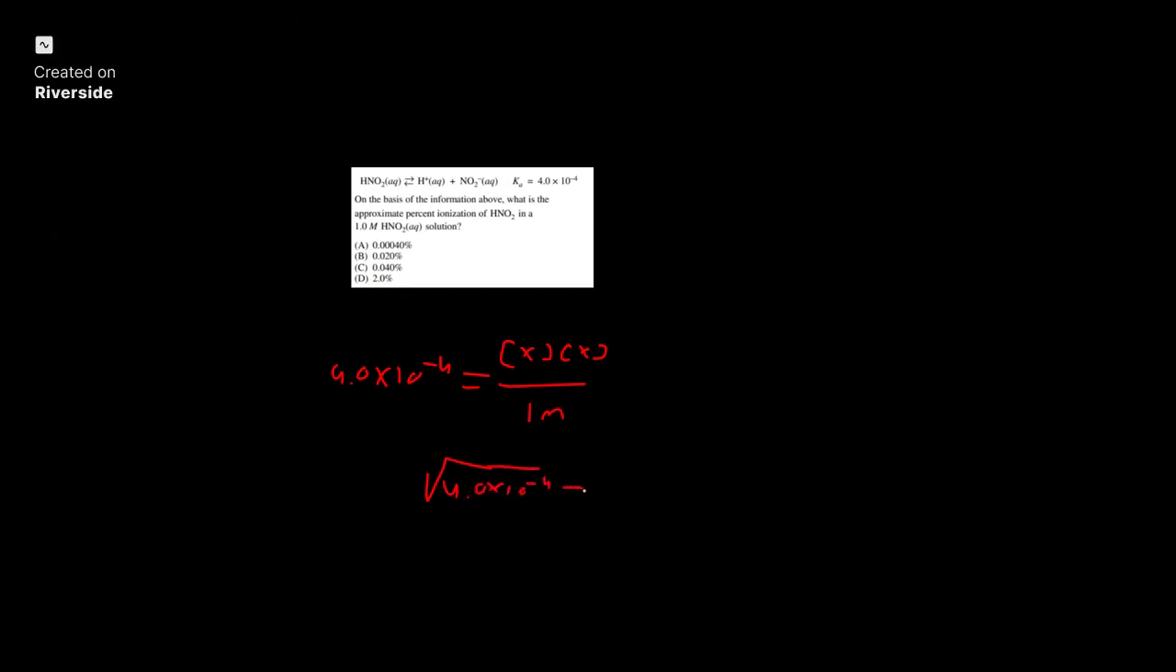Okay, and that would give you 0.02. So now we have the concentrations of both of these, which is 0.02. So now what you do is 0.02 of how much you originally had, divide that, and that would give you 0.02. Then you do 0.02 times 100, and you get 2%. So the answer is D. Easy.